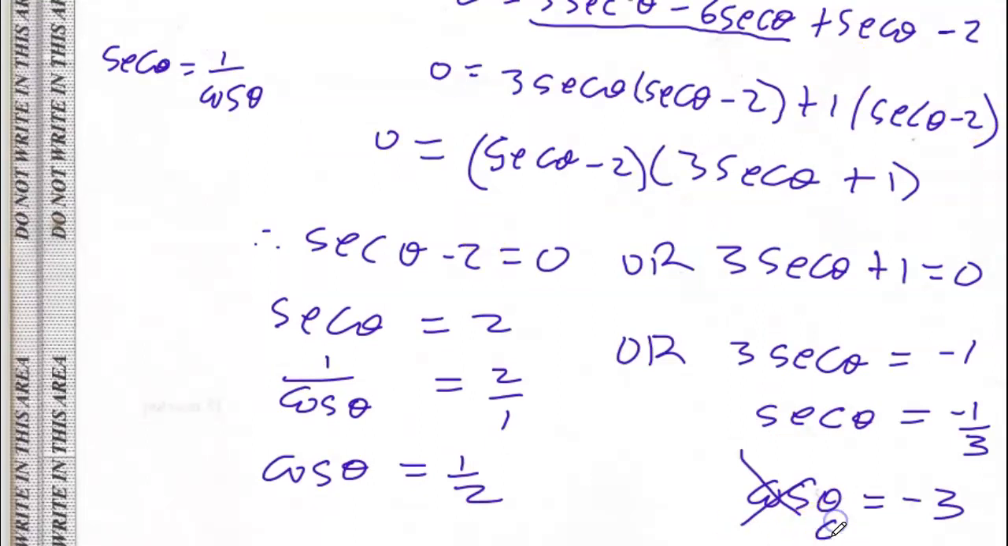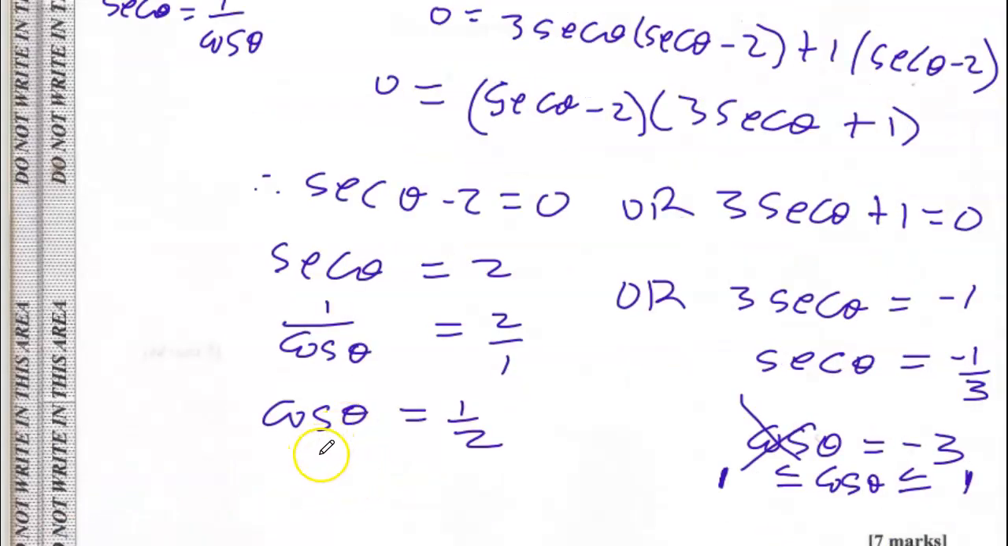Remember the largest possible value for sin theta or cos theta is 1, and the smallest possible value for both cos theta and sin theta is negative 1. So cos theta always lies between 1 and negative 1, including 1 and negative 1. So cos theta equals a half is our only equation we're working with.